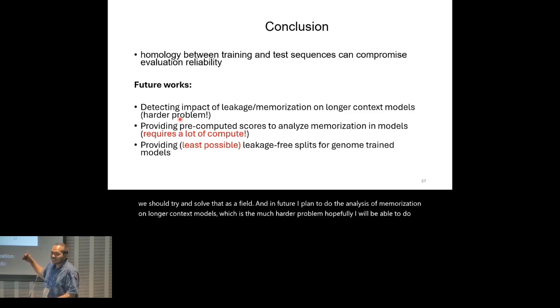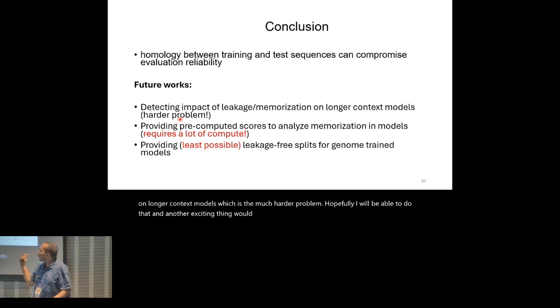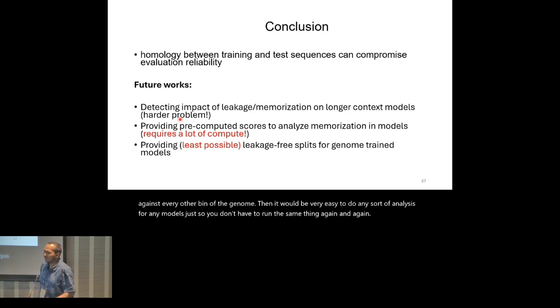And another exciting thing would be if we can provide pre-computed scores for the whole genome in a genome versus genome manner, by creating bins and comparing each against every other bin of the genome. Then it would be very easy to do any sort of analysis for any models, just so you don't have to run the same thing again and again. And yeah, that's the end of my talk.